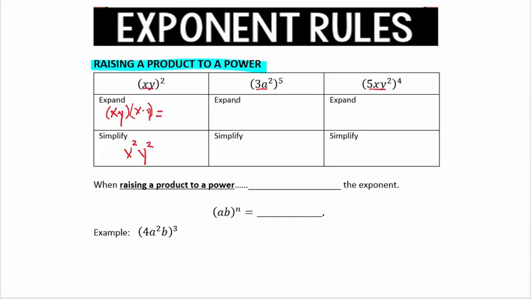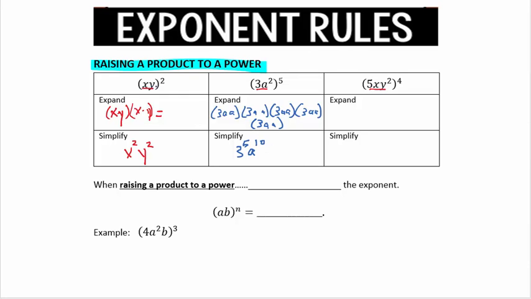I have 5 of these parentheses, so 3a squared is times 3a squared times 3a squared. And I've got to do this 5 times. One more time. All right, and let's simplify this. I have my 3 there. How many 3's do I have? 1, 2, 3, 4, 5. And how many a's do I have? 1, 2, 3, 4, 5, 6, 7, 8, 9, 10.